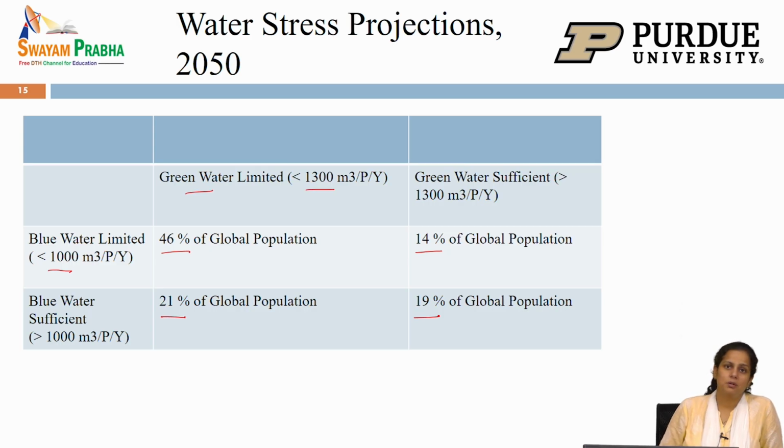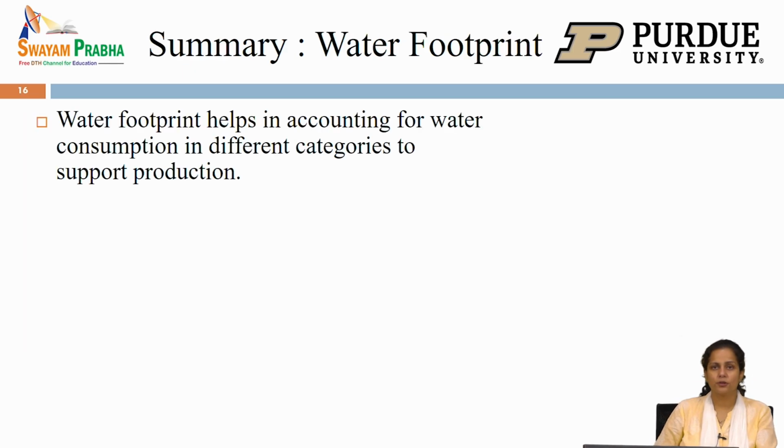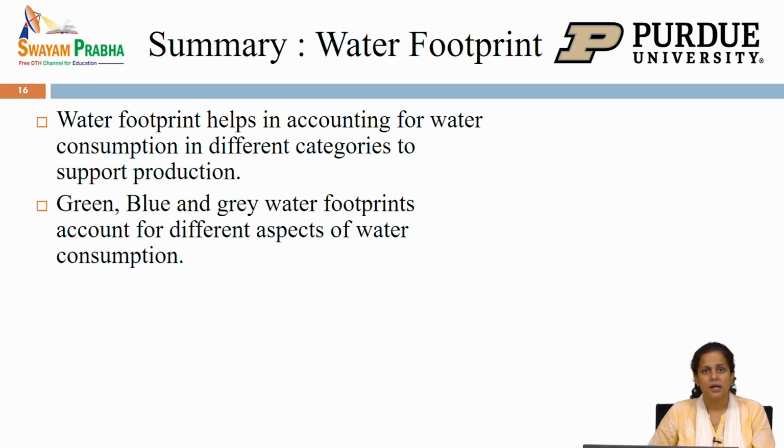So, from the sustainability assessment perspective, it is extremely crucial for us to calculate the virtual water content of different products and also identify what is the green water footprint, blue water footprint and grey water footprint of our production processes to be able to strategize managing the water resources all across the world. So, in summary, water footprint helps us in accounting for water consumption in different categories to support production. Green, blue and grey water footprints account for different aspects of water consumption.